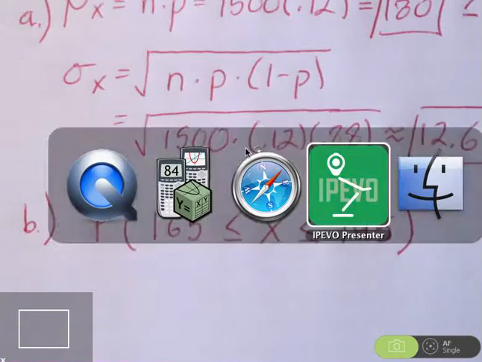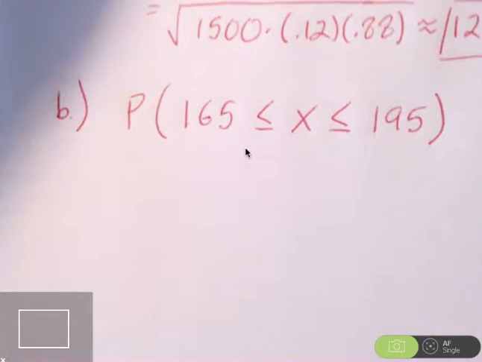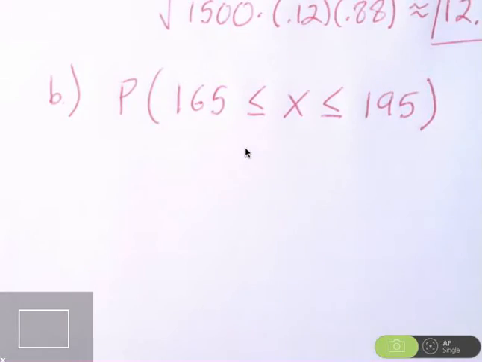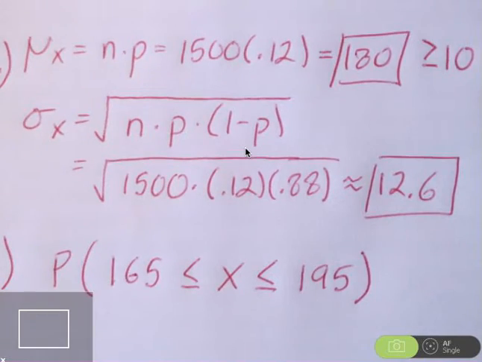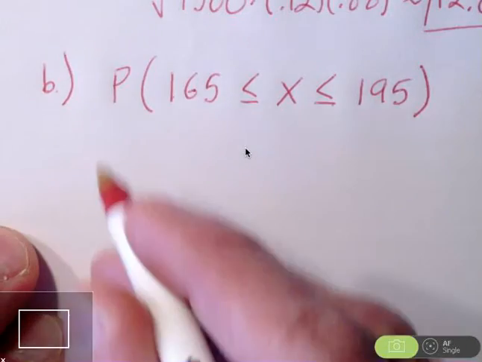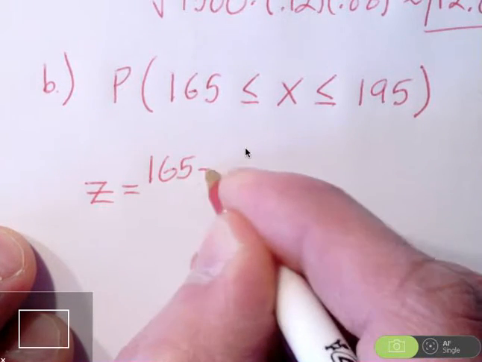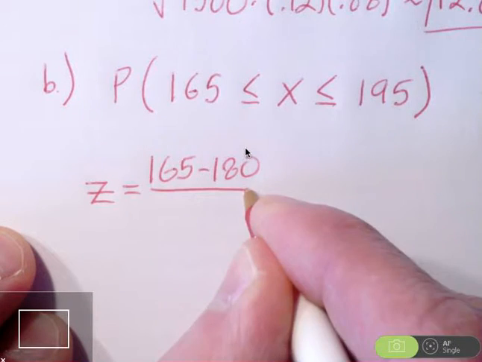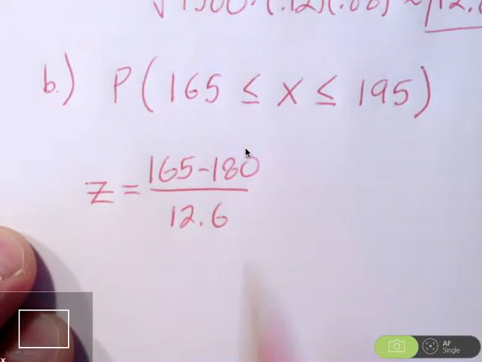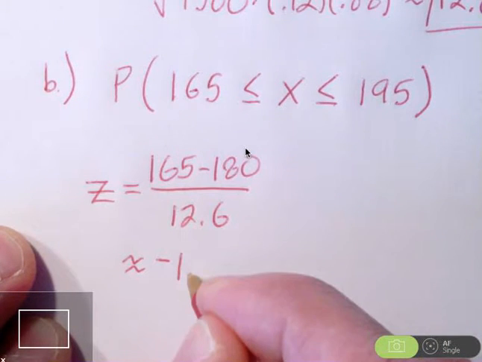So let's look at the specific calculations here then in this context. So I want to turn the 165 and the 195 into z-scores. Of course, I've already calculated the mean and the standard deviation, so that helps. We're nearly done. You should always set up the calculation. So the 165, take away the mean of 180. Then I can divide by the 12.6. That gives me a z-score of approximately negative 1.19.